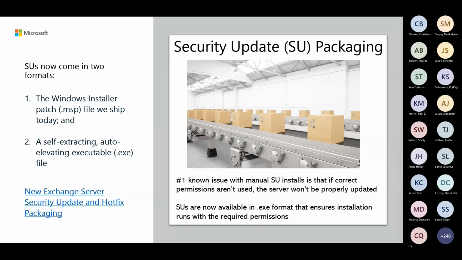So now to install the update, you simply double-click the exe file and follow the instructions. The installation process will check permission prereqs, and if the check fails, it will try to elevate the permissions to the required admin level. And this makes installing SUs faster, easier, and much less error prone. Oh, and by the way, the exe package also supports command line parameters, so you can use it in unattended installations as well. And for more details, check out the blog post linked on the slide.